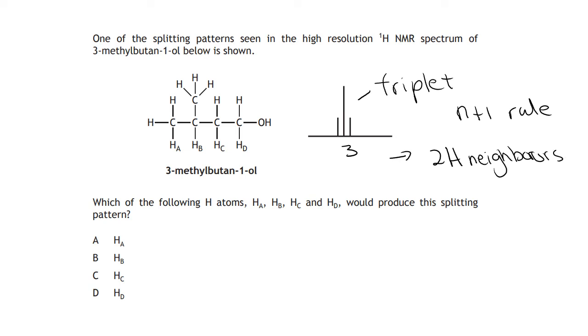Well, this hydrogen, you ignore the hydrogens that are on the same carbon. This one's only got one neighbor. This one here has got, so that one's only got one neighbor. This one's got three and two, so this one's got five. These ones here have got two here and one here, so that's three. And this one here has only got those two. So we were looking for the one with two, which is D.